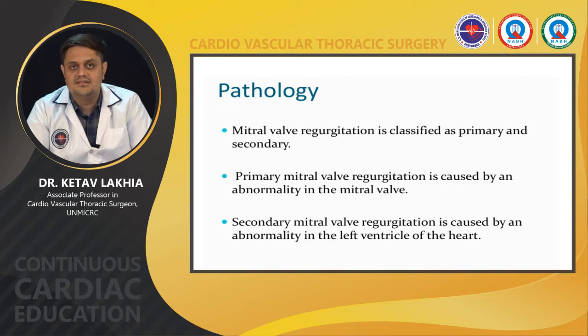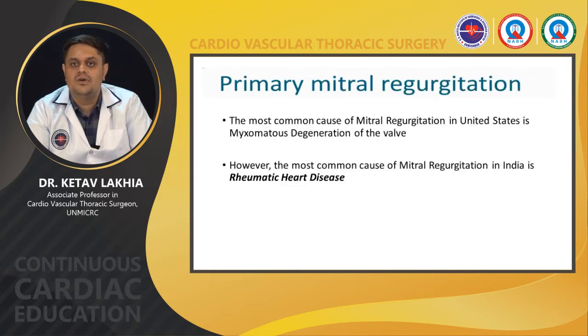Now we will discuss the pathology of the mitral valve regurgitation. As we have already discussed, mitral valve regurgitation is classified as primary and secondary. Primary mitral valve regurgitation is caused by an abnormality in the mitral valve itself. However, secondary mitral valve regurgitation is caused by an abnormality in the left ventricle of the heart. The most common cause of mitral regurgitation in United States is myxomatous degeneration of the valve. However, the most common cause of MR in India is rheumatic heart disease.